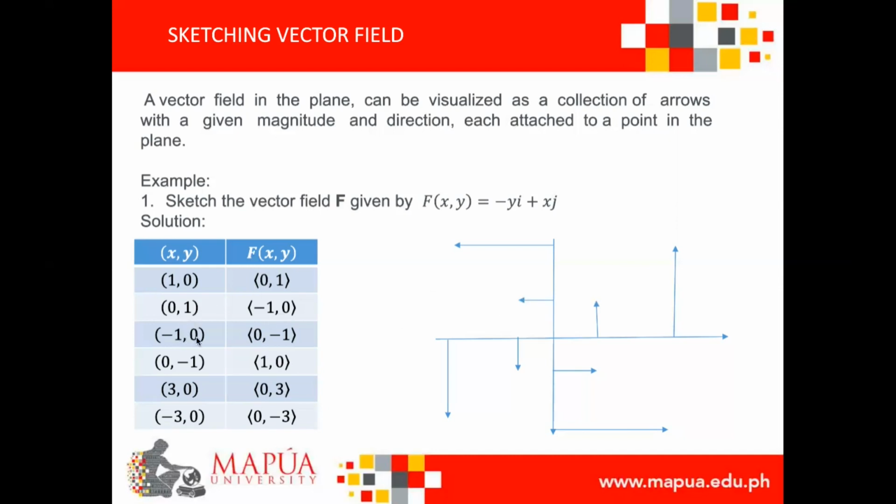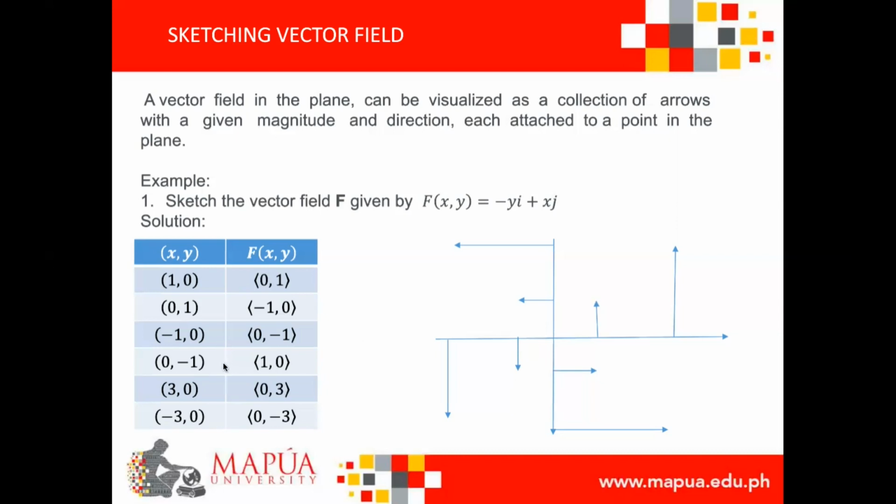Then we have negative 1, 0, which is at this point. So negative 1, 0 will be the initial point, and then the terminal point will be 0, negative 1. So where is that? You have it as 0, so that is the direction of your x. So it is right here. And then y is negative 1, so it goes downward with a length of 1. Then we have 0, negative 1. So this is your 0, negative 1.